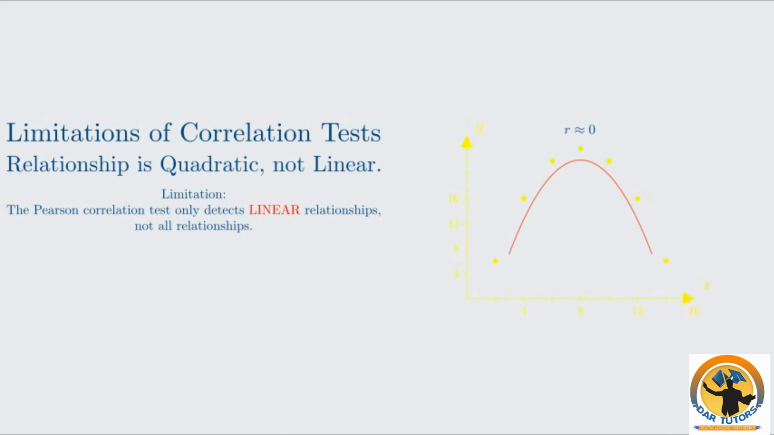This is why you should always, as a first step, create a scatter diagram of your data. The scatter plot allows you to visually inspect the data for any patterns, including nonlinear ones, that a numerical test for Pearson's r might miss.